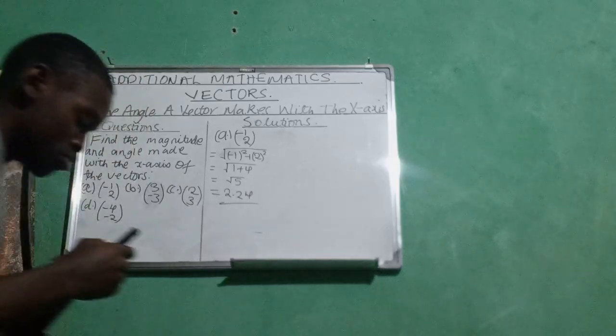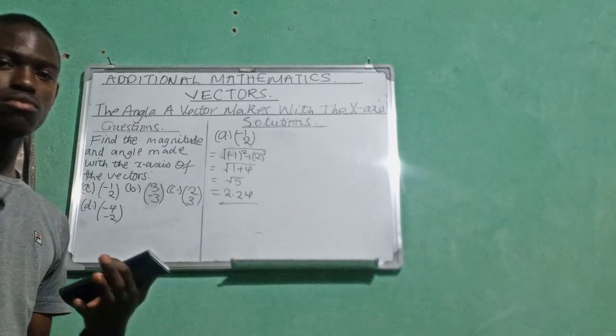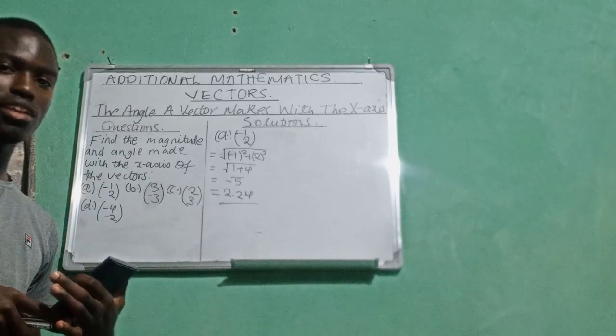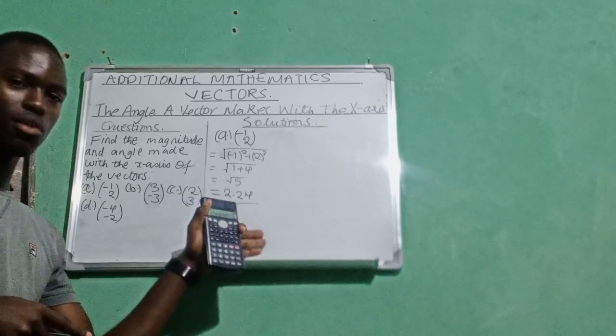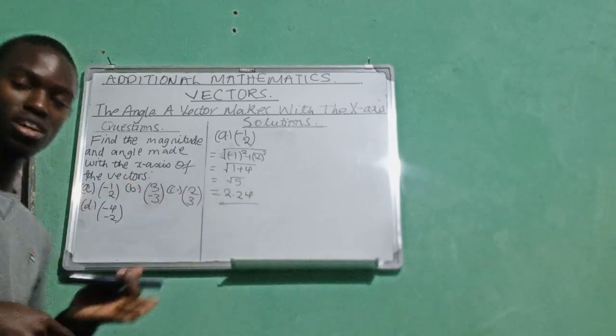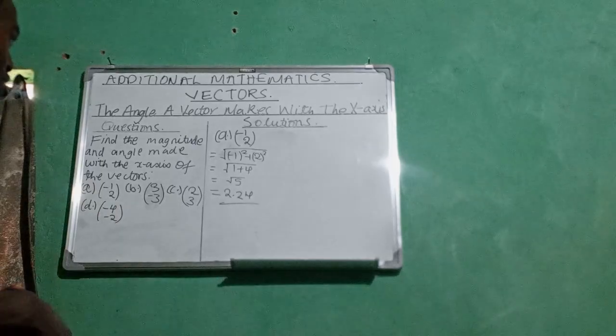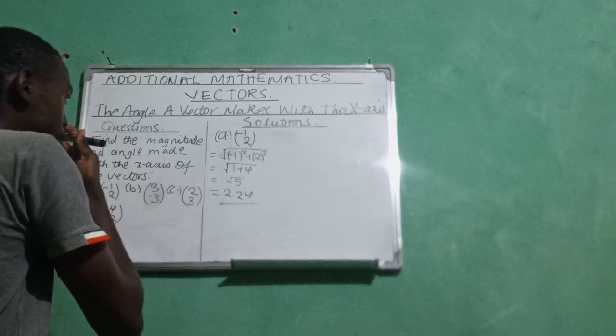So when you're finding the magnitude of a vector, don't put units. We only put units when we're finding the magnitude under coordinate geometry. So here, this is the answer without any units. That's the magnitude. It's just the numerical value, the size. Alright? Okay, then they are saying, and the angle.